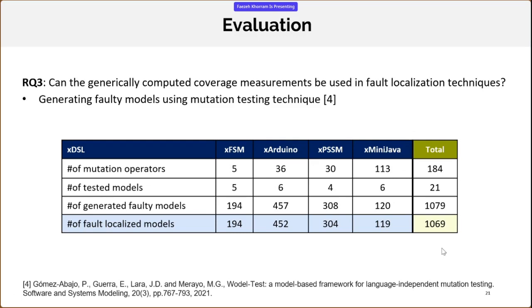And to actually answer this research question, we first need to have some faulty elements in the model and some faulty programs to see whether our fault localization approach is able to detect them. To generate faulty models, we used mutation analysis. As you can see, we have defined in total 184 mutation operators for all of the DSLs. And by applying these operators on the 21 models, we have generated 1,079 mutants that are the faulty programs.